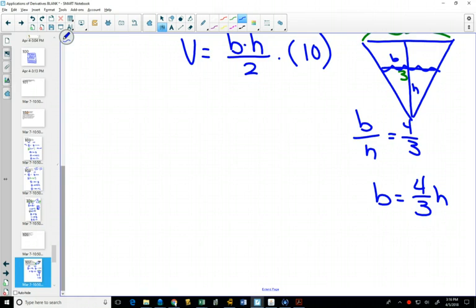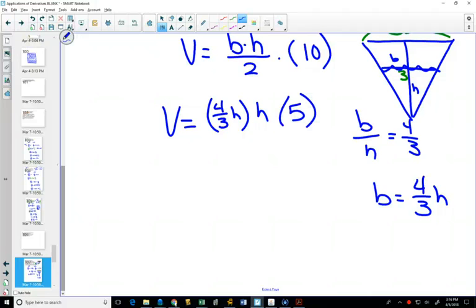I can now plug that into my formula here, where the base is 4/3 height times height divided by 2 times 10, which I'm just going to times by 5. Simplifying this, we now have our volume formula to be 20/3 h squared. And now we have an equation that's relating our volume to our height.